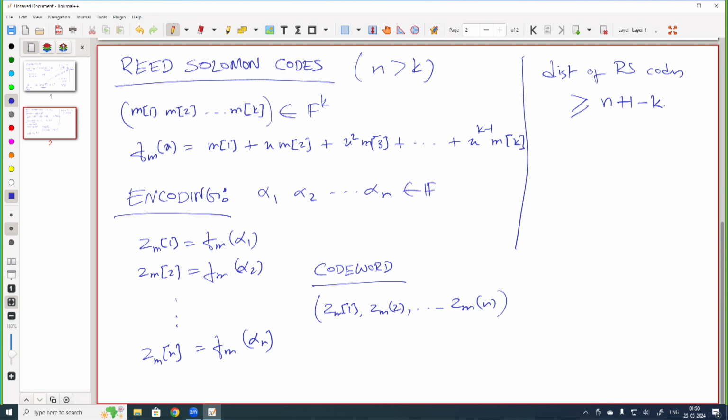Agreed? So if I use this as my coding scheme to convert a message to a code word, then I seem to get something which has very good distance. Everyone agrees?